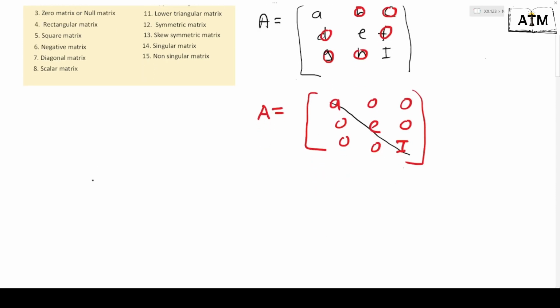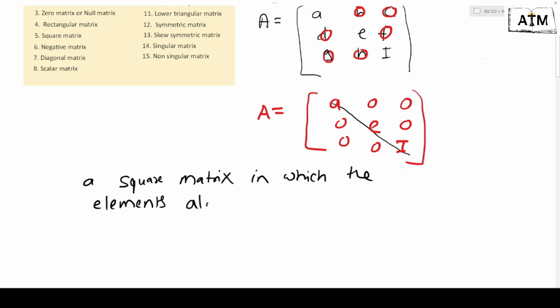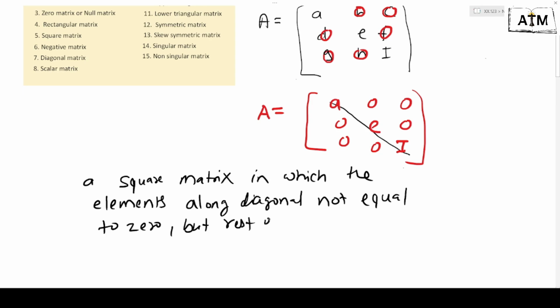So a square matrix in which the elements along the diagonal are not equal to 0, but the rest of the elements equal to 0, is called a diagonal matrix.